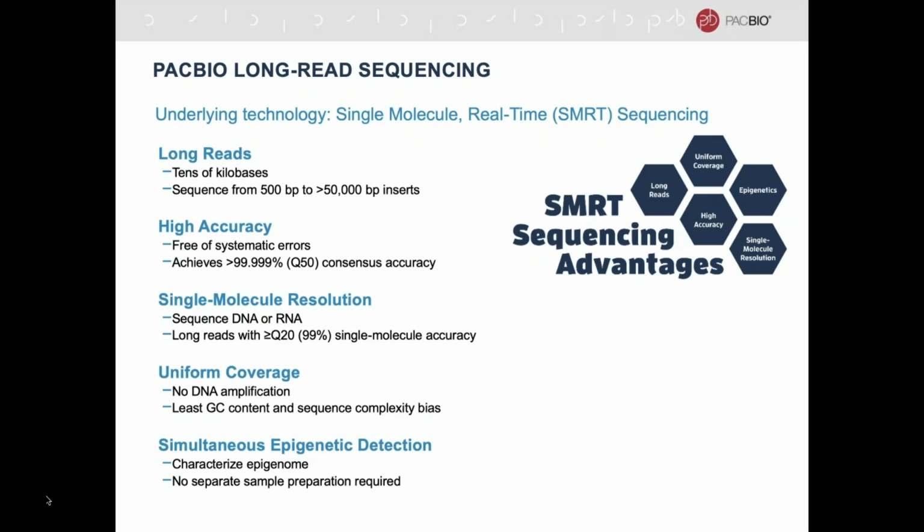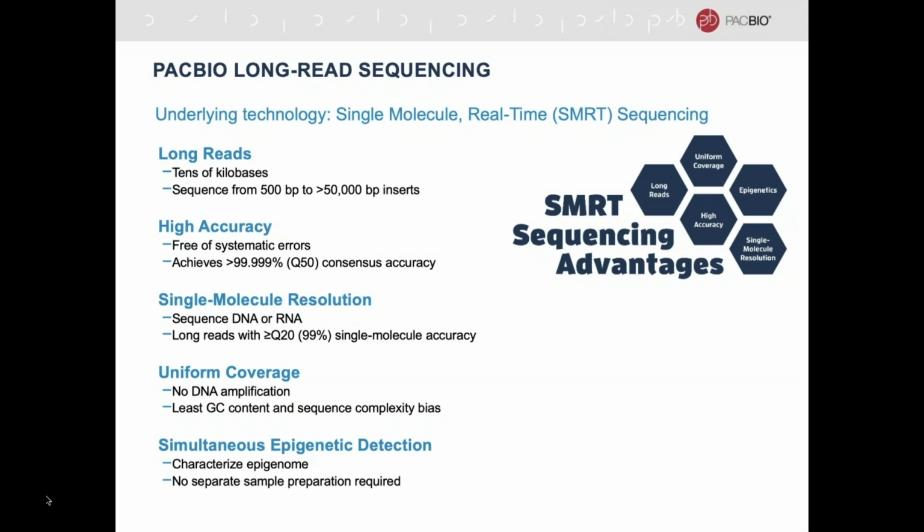We also are a highly accurate technology, and that is due to the difference between us and other technologies is that PacBio is free of systematic errors. So any random errors that occur within the sequencing, we're able to wash out easily to get a high consensus accuracy of greater than Q50 or 99.999% accuracy. We're also looking at the data in a single molecule resolution. So each read is going to come from a single DNA or RNA sequence. And with that single molecule, we're going to get you a really high accuracy of greater than Q20 or 99%. So it's going to be really useful for your downstream analyses.